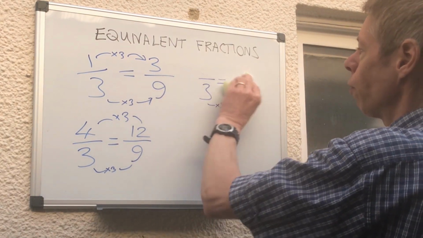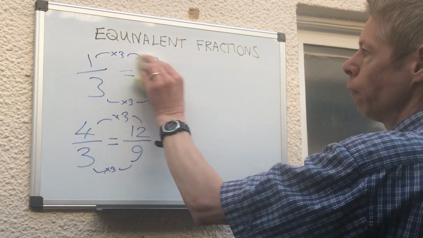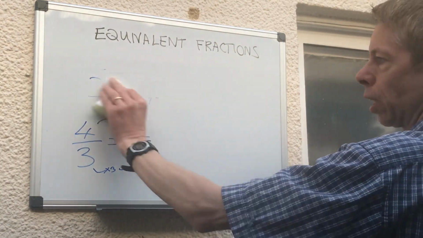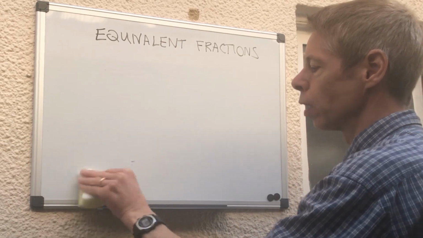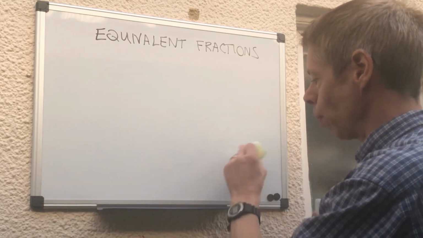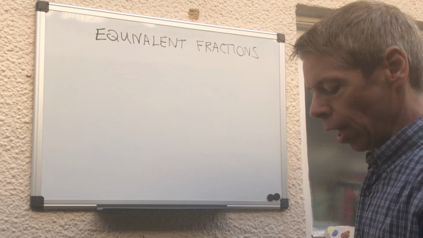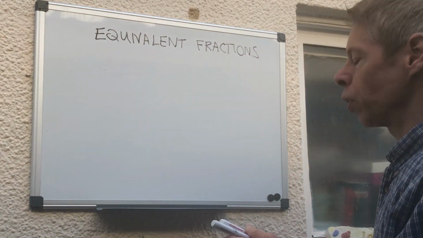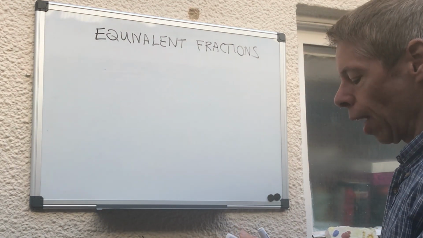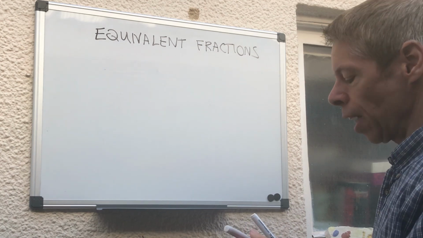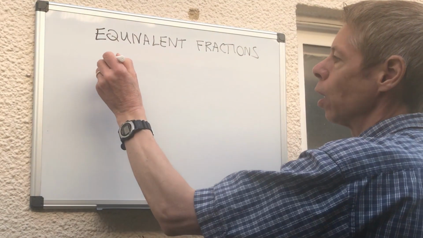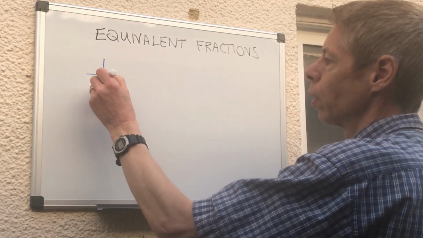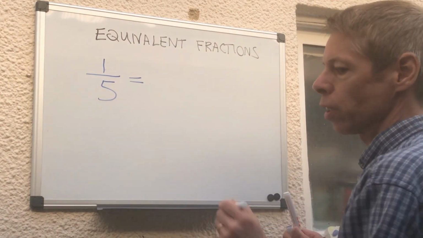So equivalent fractions, we've looked at halves, quarters, eighths, sixteenths, etc. We've looked at thirds. Another really useful one, which is going to come up in your maths problems, either in school or when you're doing the 11 plus, is looking at fifths and tenths. So we have, 1/5 is equal to how many tenths?